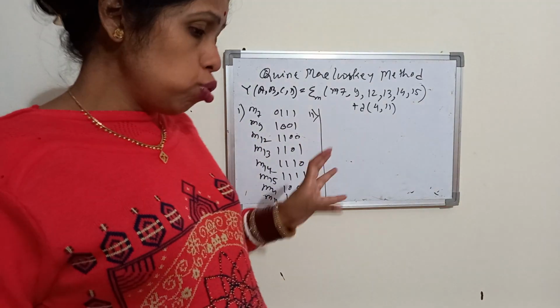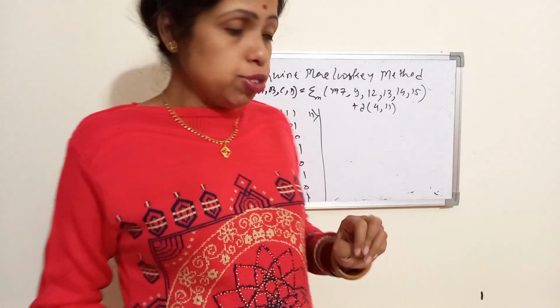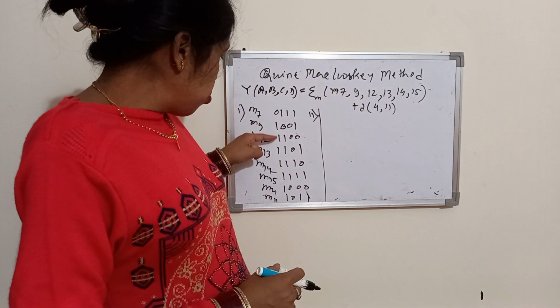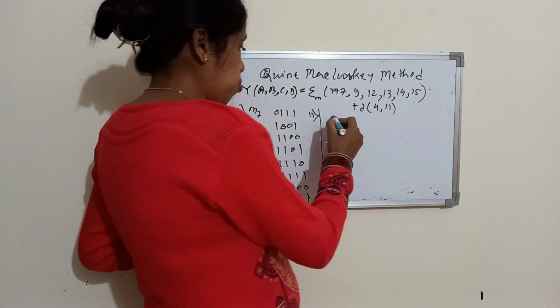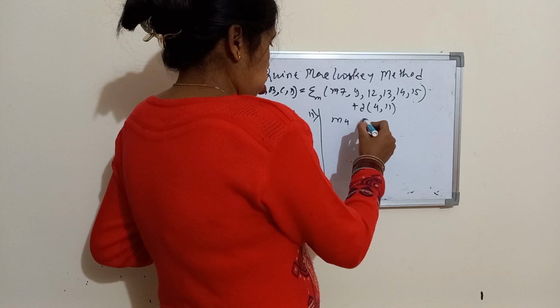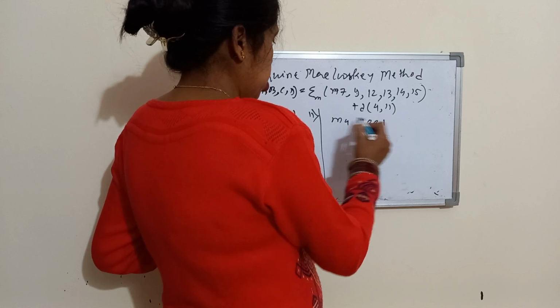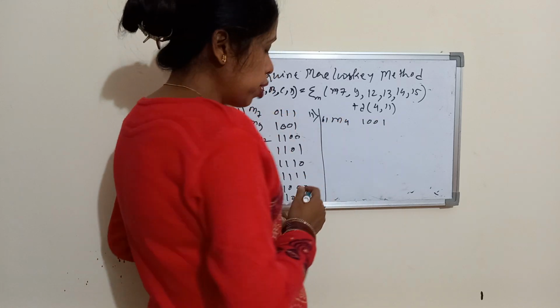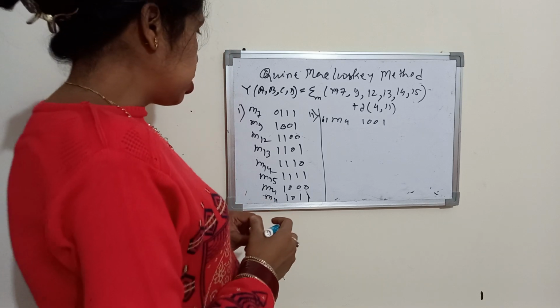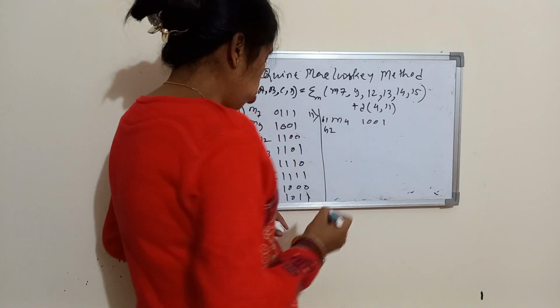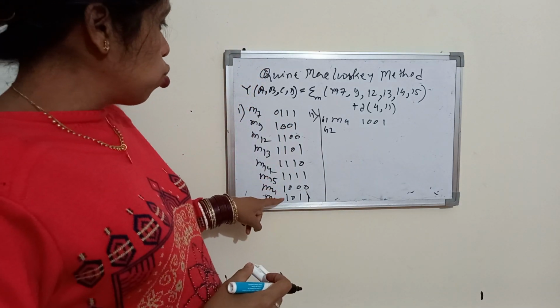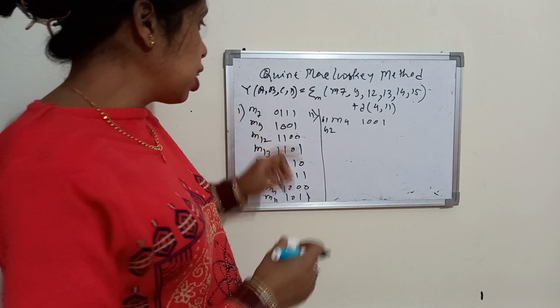I have to separate out those minterms. Right? Oh, see, it is a single number of ones: M4. Okay, this is my group 1. Next is group 2. As you can see, no more minterms are there which have a single one.